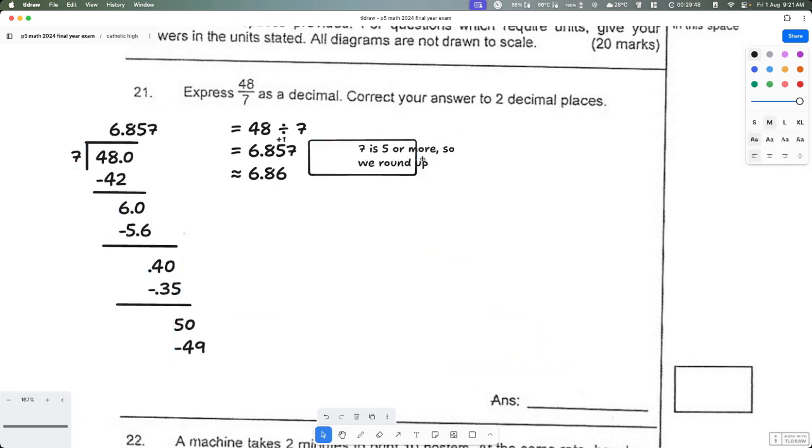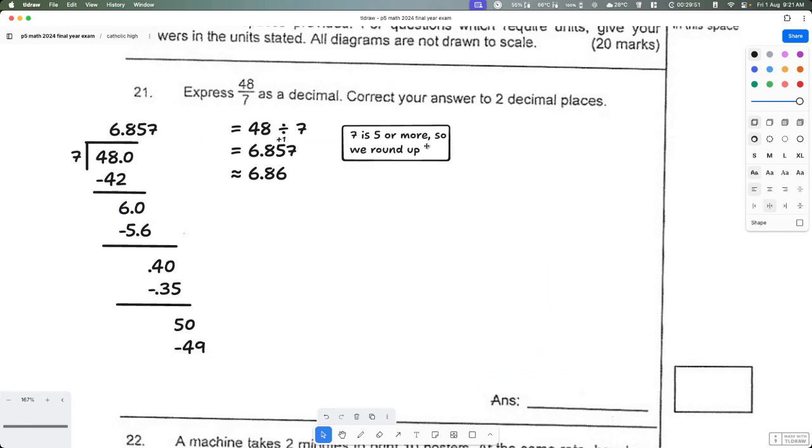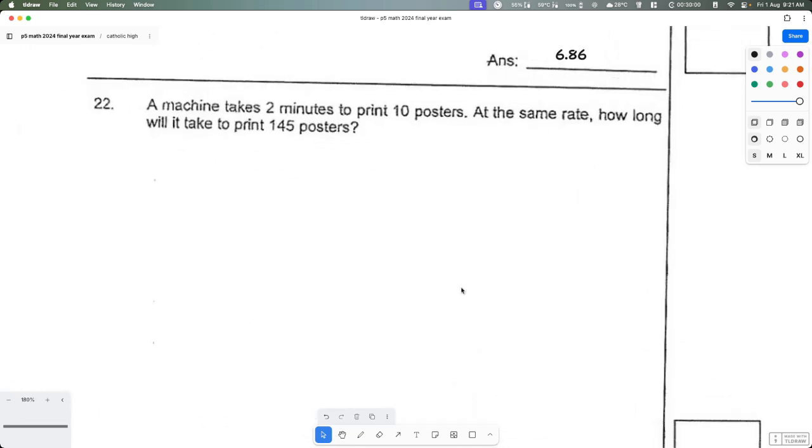All right, so the answer to this, let me put the workings at the side over here. 7 is more than 5, we round up. So the answer to this is 6.86. All right, there we go. Let's move on to question 22.